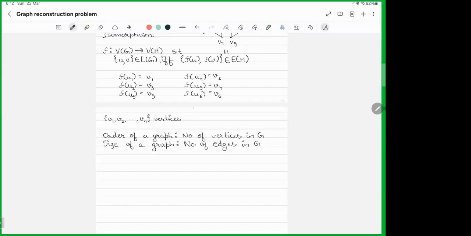Does, like above, you wrote curly braces UV in edges of G, so that represents an edge, right? The curly braces UV.